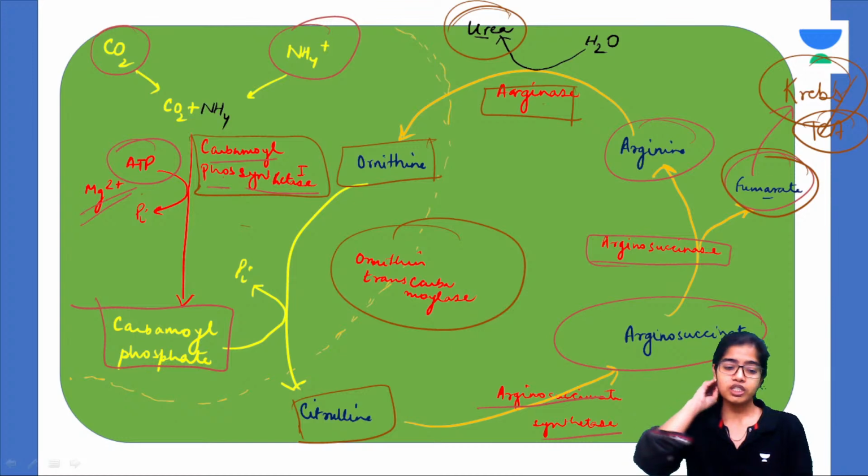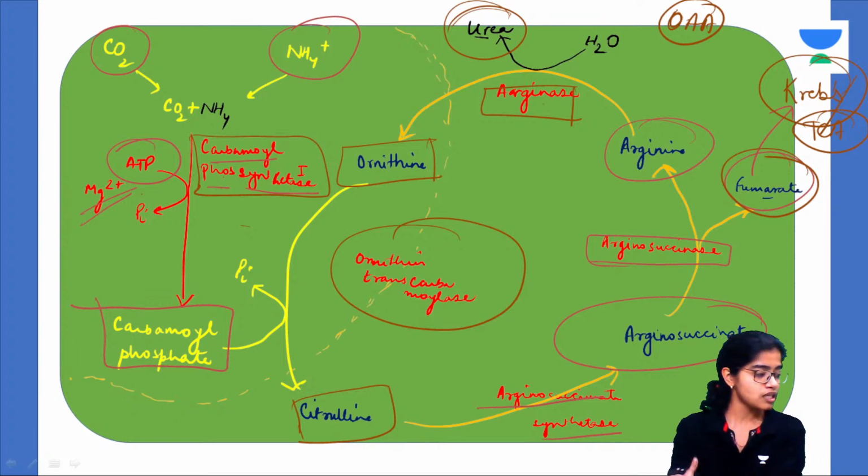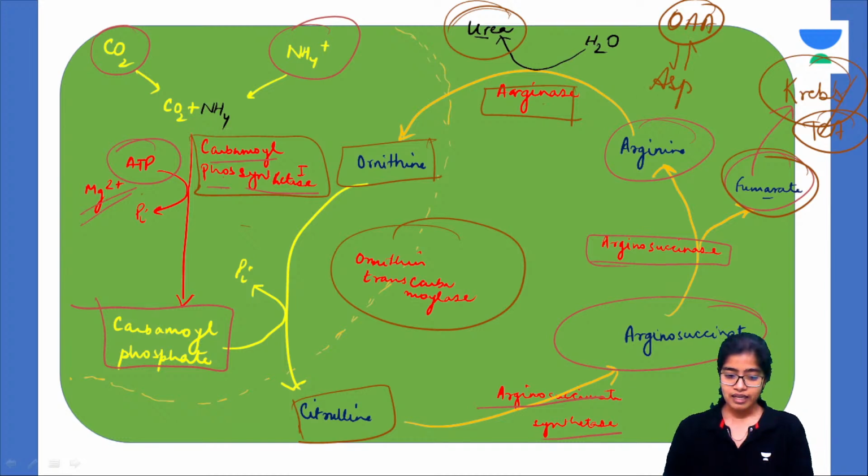Also, there is this intermediate, oxaloacetate. If they ask you what is the one substrate that links the urea cycle to the Krebs cycle, you will say it is fumarate. And if they ask you what is the one amino acid that links the urea cycle to the Krebs cycle, you will answer aspartate. Why is it so? Because aspartate is formed through transamination of oxaloacetate, which is present in the Krebs cycle, and this aspartate is going to donate one of its nitrogen atoms here.